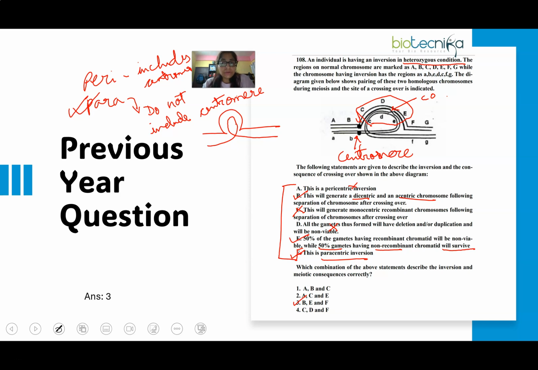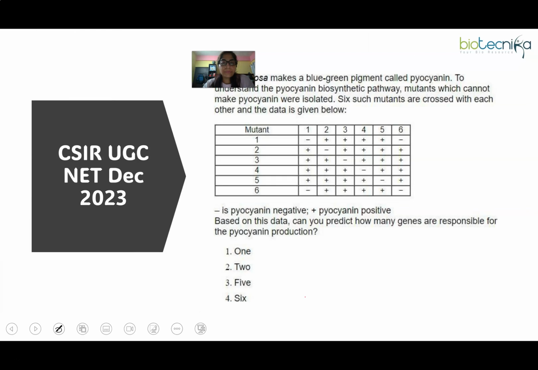Okay, so how will you find it out? Look in the loop and see whether the centromere is there or not. If it is not there, like this condition, it is paracentric. If it is there, then it will be pericentric, and accordingly the consequence of crossing over occurring through the heterozygous inverted segment will change. Okay, so these two were the very commonly asked questions from mutation.